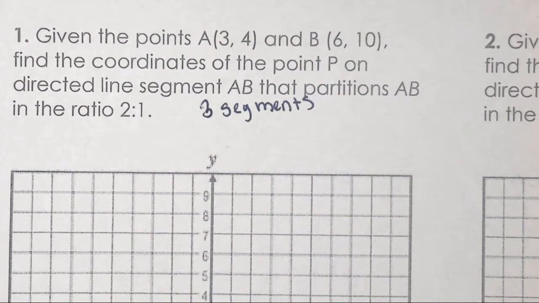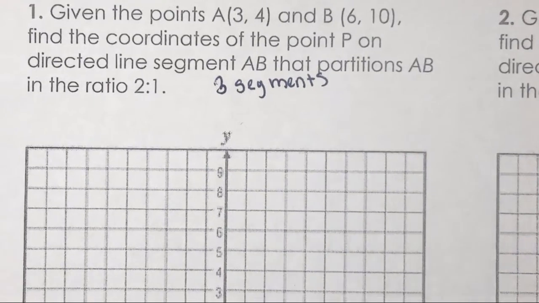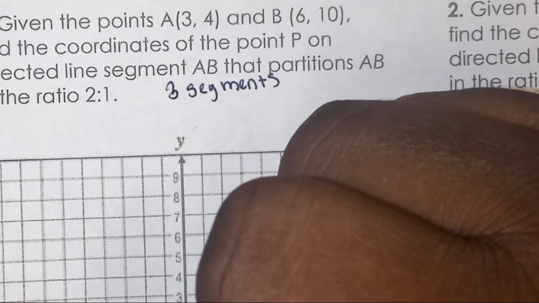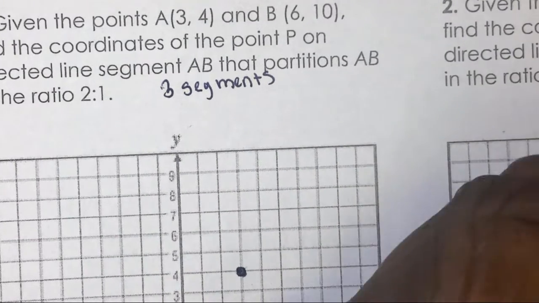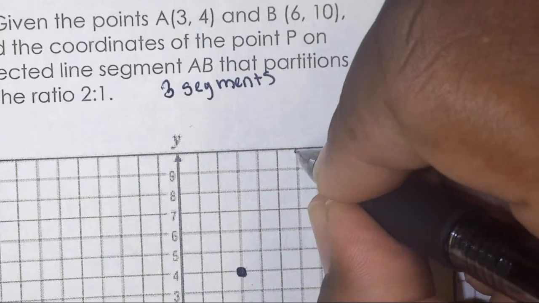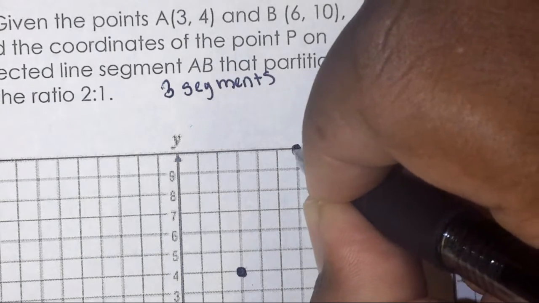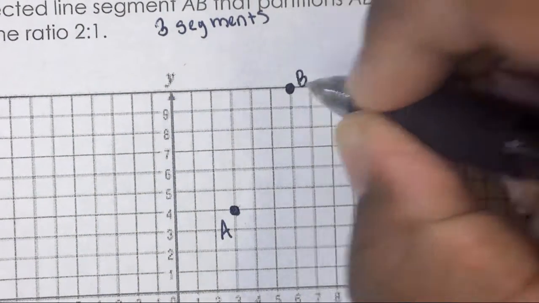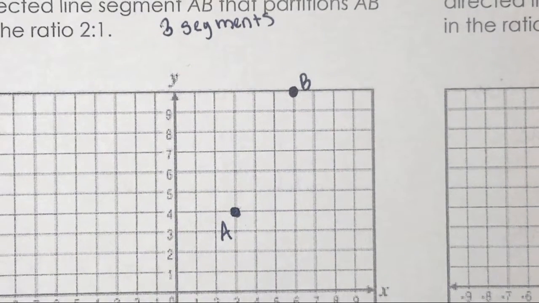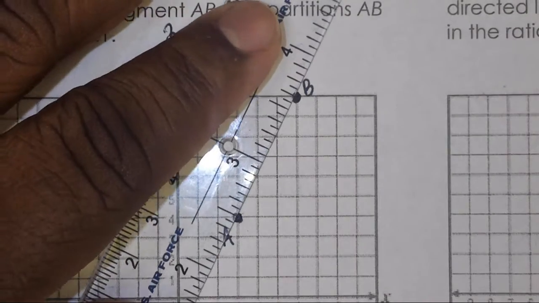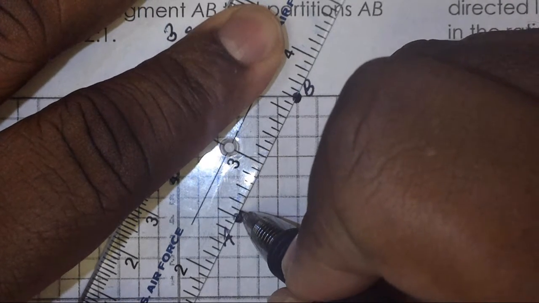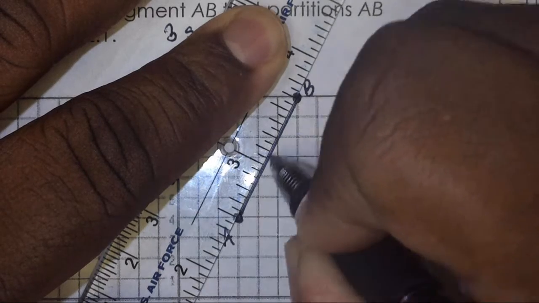And then from there, let's graph those 2 points. A is at (3, 4). B is at (6, 10). So A is going to be here. B is here. Draw your line segment in. Use some kind of straight edge. It's going to help, because if you use a straight edge, you're going to line your stuff up right.